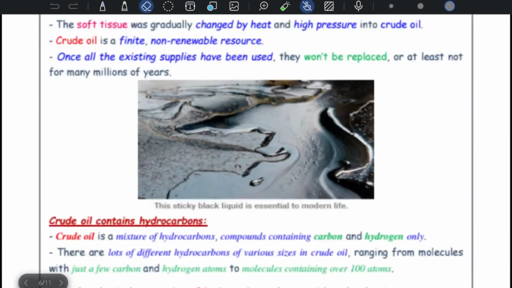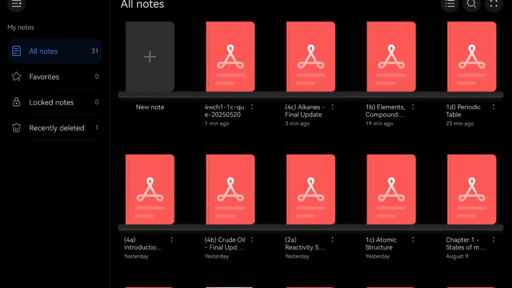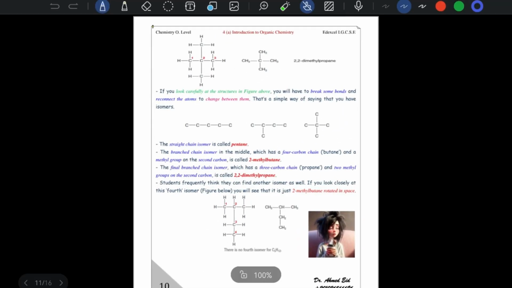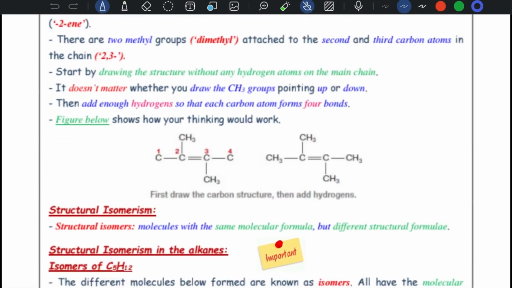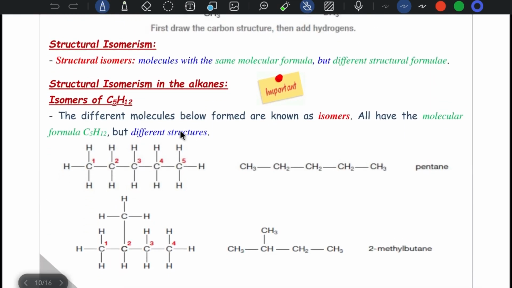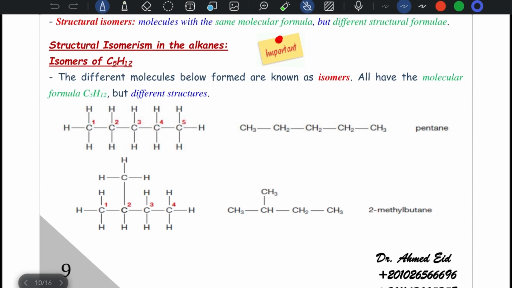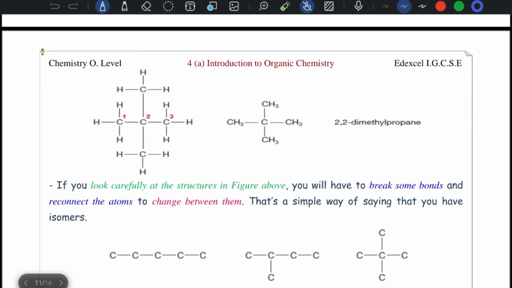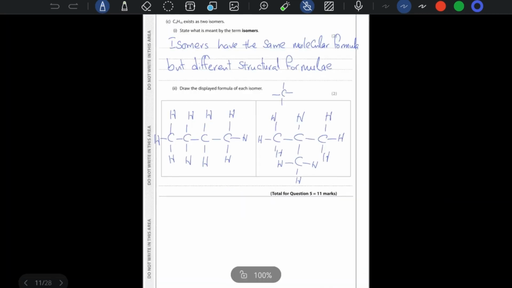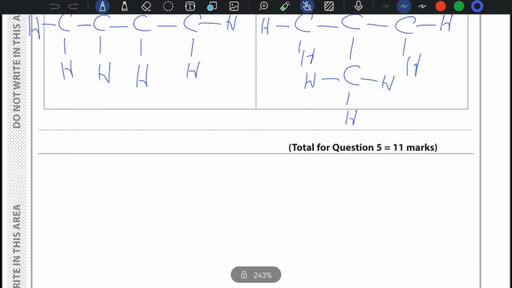Also, when we talk about isomers, what is meant by isomers? Structural isomers are molecules that have the same molecular formula but different structural formulae. As you can see, for the isomers of C5H12 pentane, we have a straight chain, and a branched chain with 1 branch or even with 2 branches. So we finished question 5. See you in the next question.